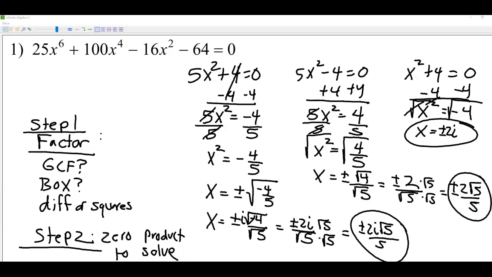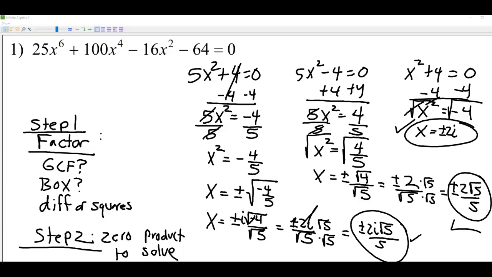So we have 6 answers there. 4 of them are imaginary answers. But these are the roots. Remember, this is where it touches the x-axis. So when you have i answers there, these are not actually places where it will touch the x-axis. These are what we call imaginary roots. But it does actually touch the x-axis twice. Once at 2 square root of 5 over 5, and once at negative 2 square root of 5 over 5. So those are 2 real roots that it has. The other 4 are imaginary roots. We're still going to include them in our answer, but it doesn't actually touch the x-axis there.